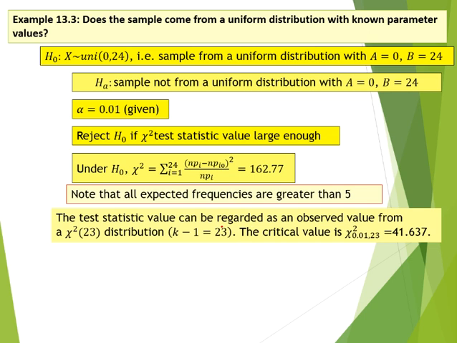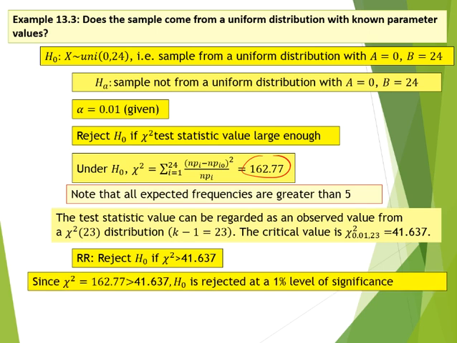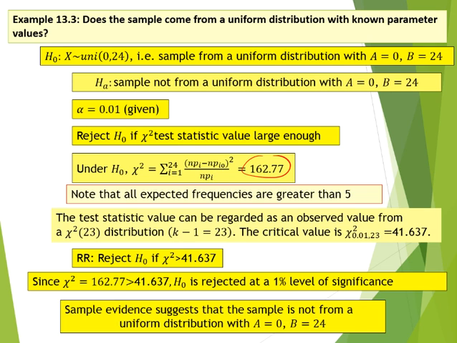You have 24 categories, so your degrees of freedom is 23. Your critical value then is 41.637, which means your observed statistic value is greater than your critical value, and the null hypothesis is rejected on a 1% level of significance. Therefore, you conclude that the sample evidence suggests that the sample is not from a uniform distribution with these parameter values.